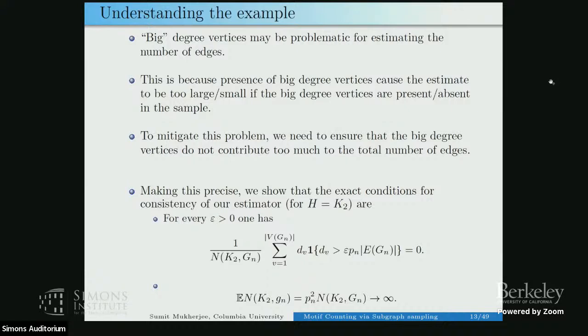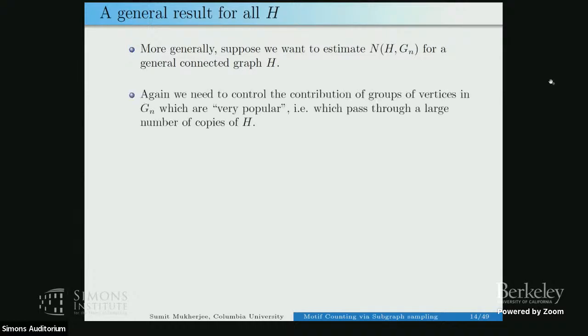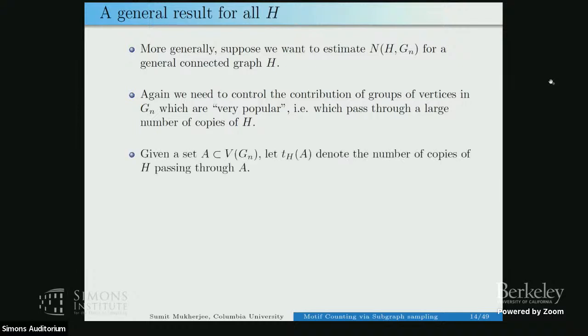So let's now state the first result, which is our first main result. This is what's going on for H's, general H's. The same story holds. You want to estimate the number of copies of H in Gn. What we need to control are groups of vertices which contribute too many copies of H, right? That's what's going to mess up your estimator. So let's define the analog of degrees in this context. Suppose you have a set A of vertices in V(Gn) whose size is less than V(H). Then let T_H(A) denote the number of copies of H passing through A, right?